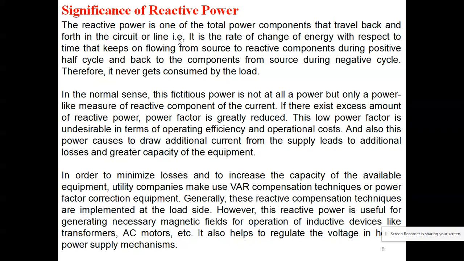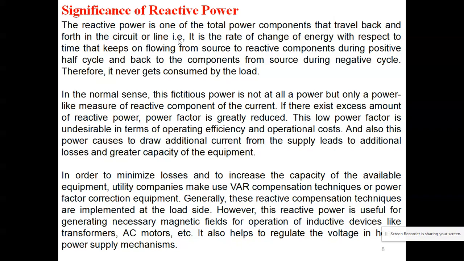Also this power causes drawing additional current from the supply, which leads to additional losses and greater capacity of the equipment. So in order to minimize the losses and to increase the capacity of available equipment, utility companies use VAR, which means voltage ampere reactive, compensation techniques or power factor correction equipment. Generally, these reactive compensation techniques are implemented at the load site.